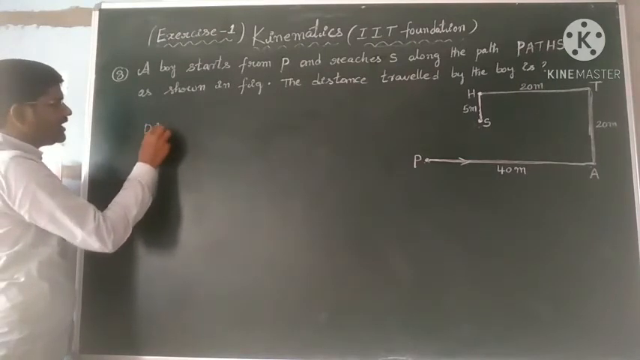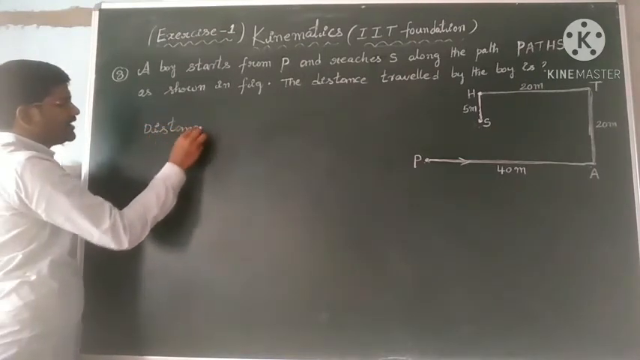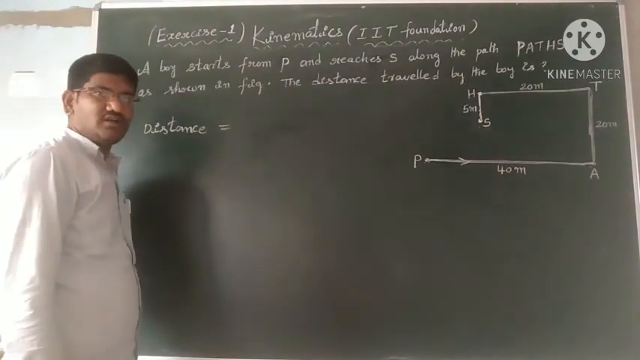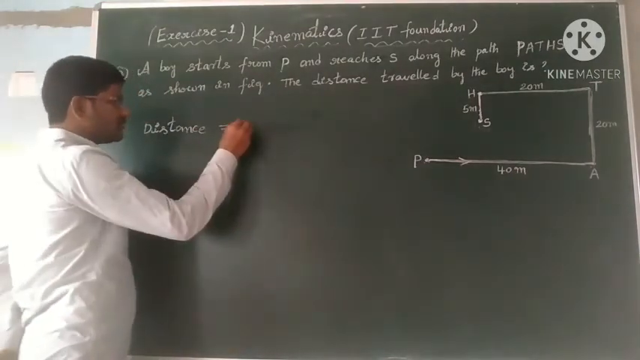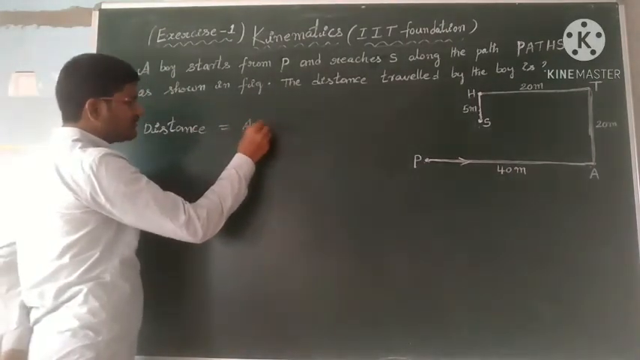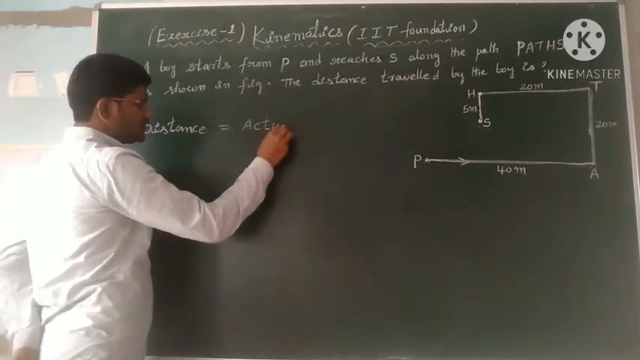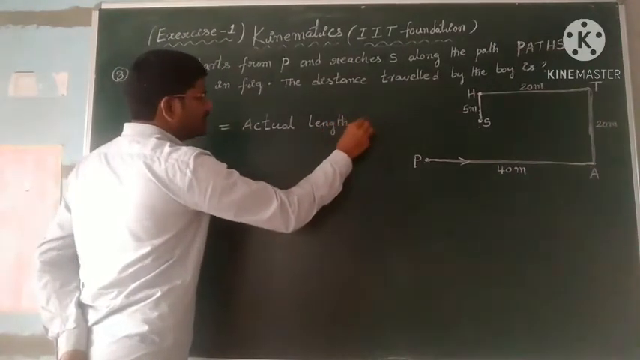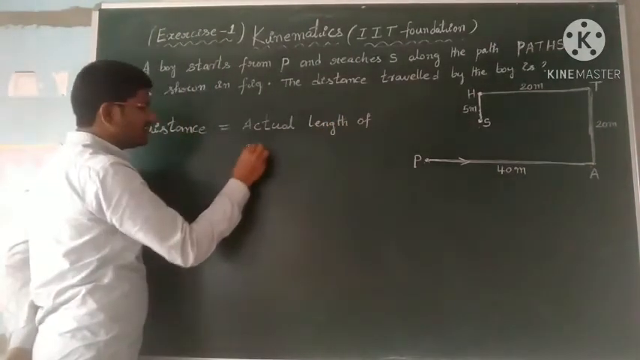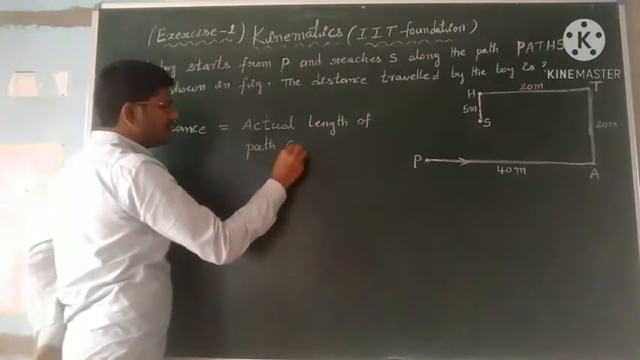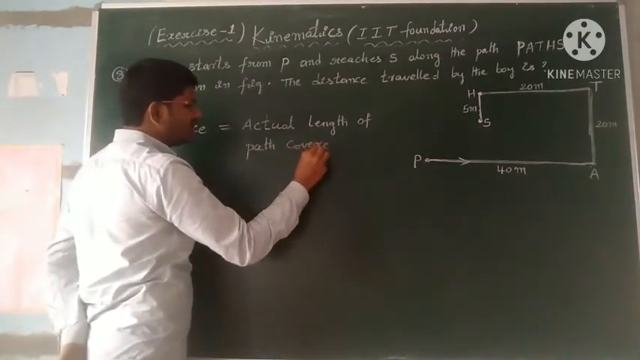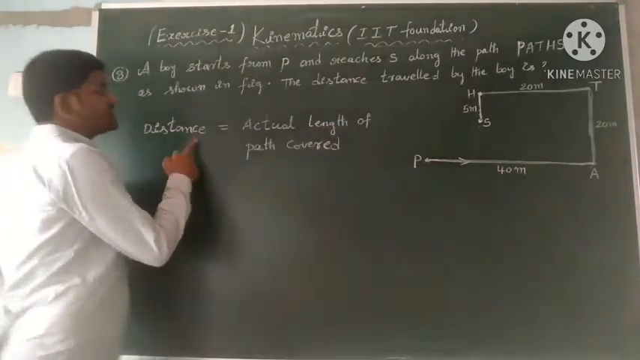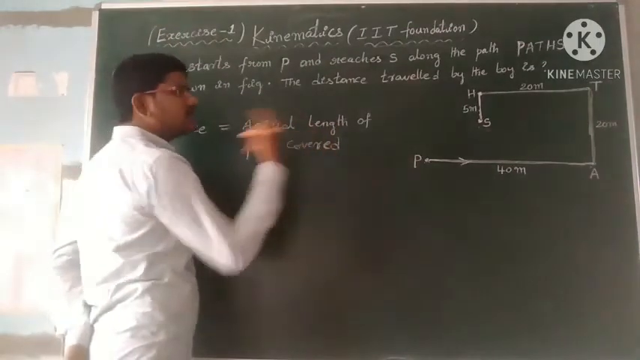The distance covered by the boy is what I want, so I should write here distance. So we know that distance is the actual length of the path covered. Actual length of the path covered by the boy. So distance means actual length of the path covered.